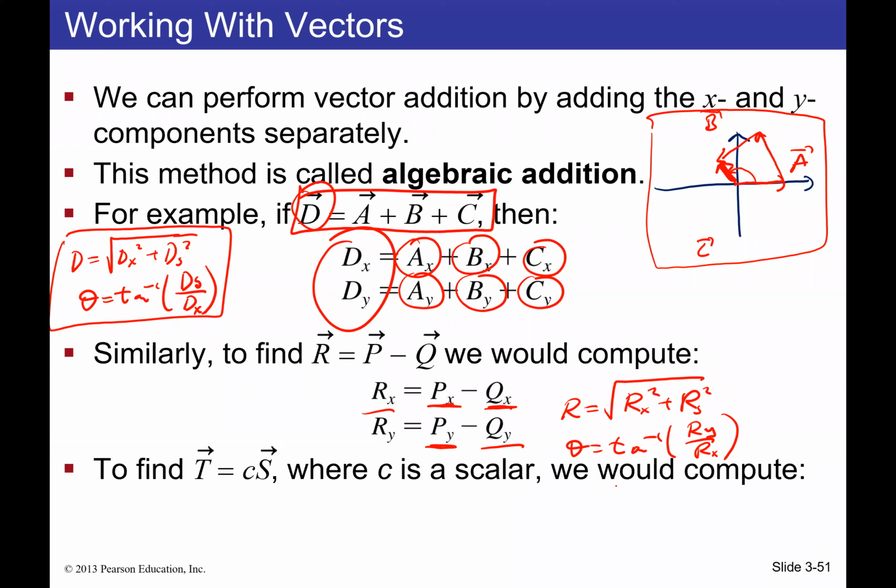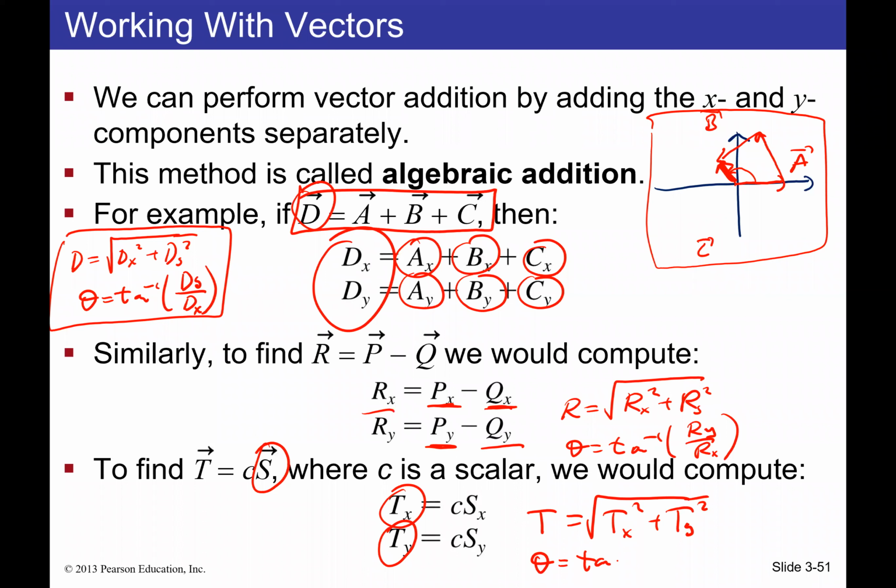You can even take a resultant, right, by multiplying some vector by a scalar, which we kind of looked at already. And if S is a two-dimensional vector, then you can find the component of the resultant by saying constant times x component of S, constant times y component of S, and then find the magnitude of the resultant by doing the tx square plus ty square, and obviously again the inverse tangent.